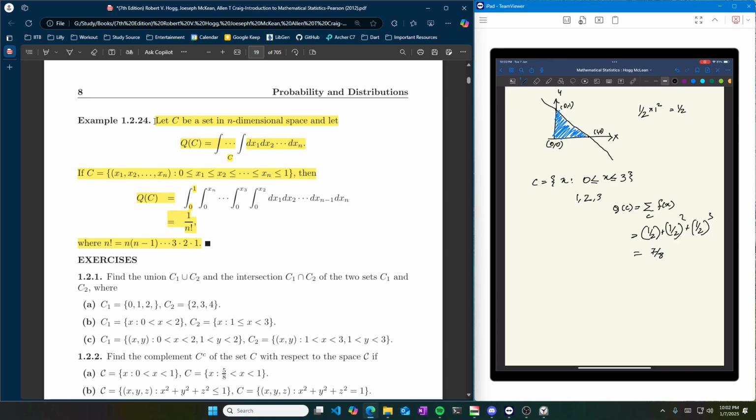Okay, and let C be an n-dimensional space, and let this be a multiple integral, with x1, x2, and all of them increasing and bound within 0 and 1. These are very cool ones. So what would be QC here?